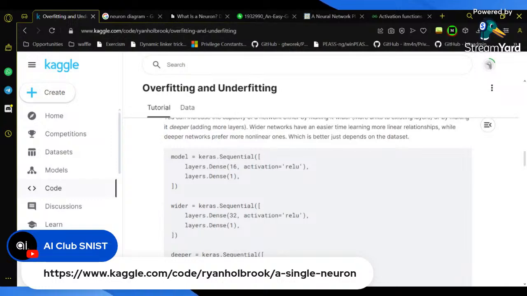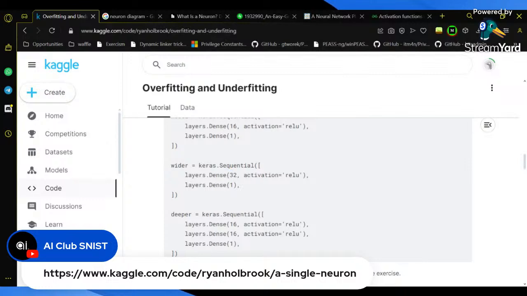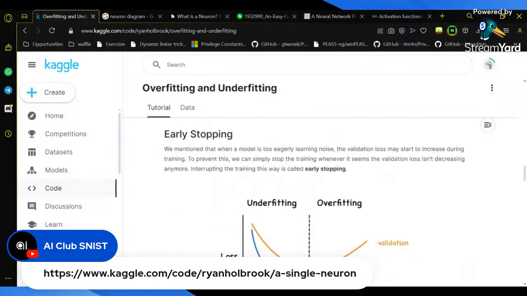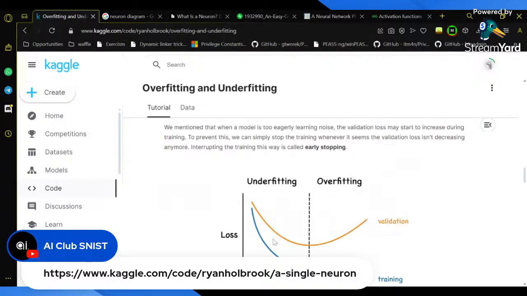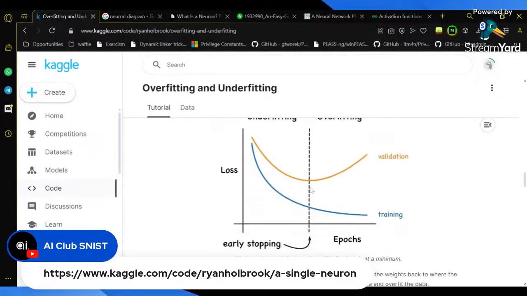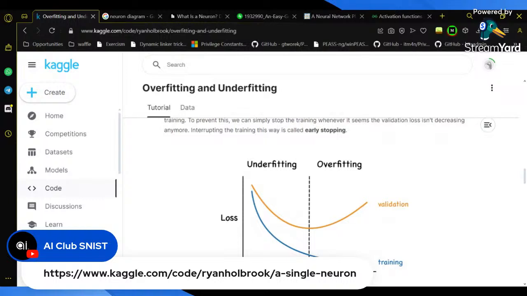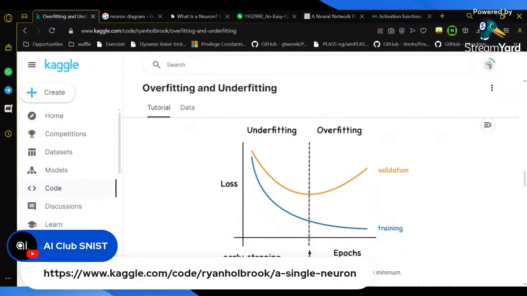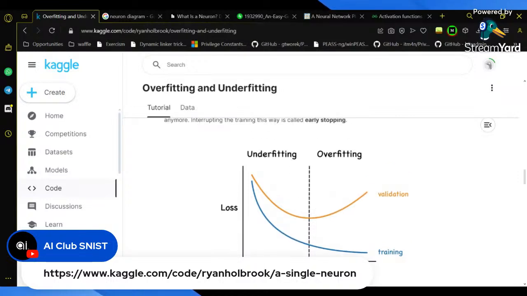See, wider means we increased here from 16 to 32 nodes, and in deeper we're adding layers. How will this affect things? I'll show you. And in underfitting and overfitting, how should we know when my model is underfitting and when it is overfitting? When the model works very badly on training data, it means that it did not learn anything. Then we can call it underfitting. And when my model works perfectly on training data but works very badly on validation data, on data which it does not see, we call it overfitting.